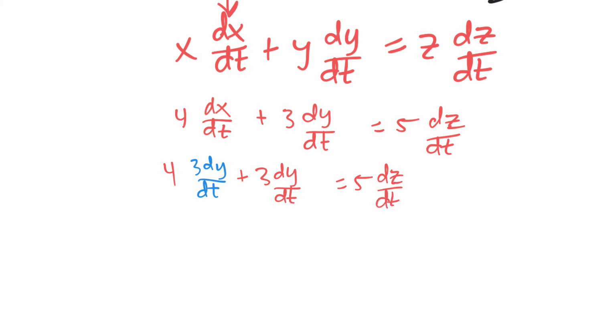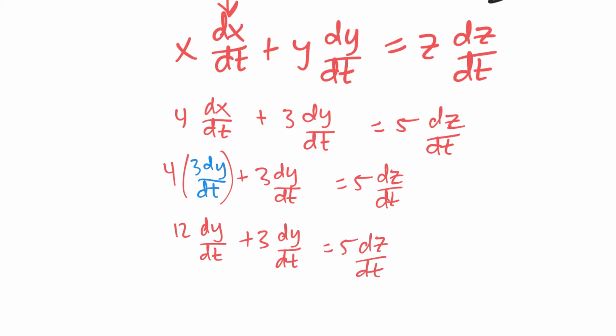Okay, so we can multiply this. So this is 12 dy/dt, and that makes it kind of nice because now we can factor out a dy/dt. And so that ends up being dy/dt times 15, right? Because 12 plus 3 is 15. 15 dy/dt equals 5 dz/dt.